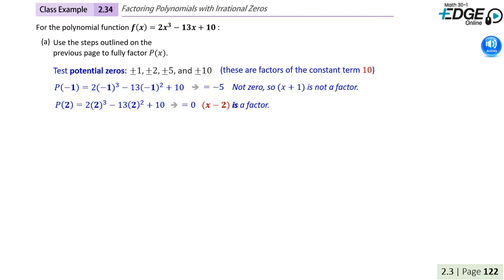Better is, in your calculator on the y equals screen, type in the function 2x cubed minus 13x plus 10. Check in your table of values. What x values output 0? Those are the zeros of the function, and you know how those correspond to the factors of the function. You could also look at the graph and determine the x-intercepts.